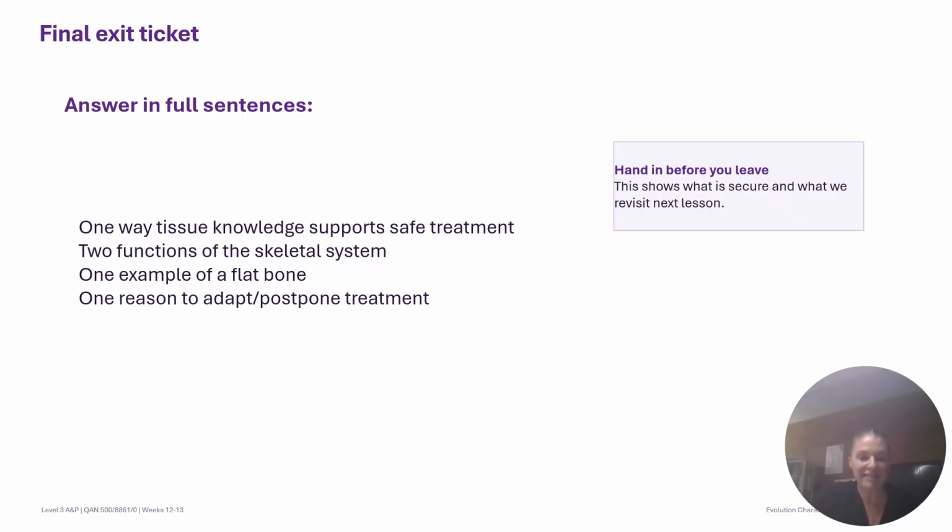So your exit ticket. Answer in full sentences. One way tissue knowledge supports safe treatment. Two functions of the skeletal system. One example of a flat bone, and one reason to adapt or postpone treatment. And then hand in your answers before you leave. That's obviously if you're here with me in class. If you're not, these exit ticket questions are going to be up on your Q&A sessions on this video. Again, like I do every week, I will label other videos for you to catch up with. All right? And we will come back to those questions next week when we have our recap session.